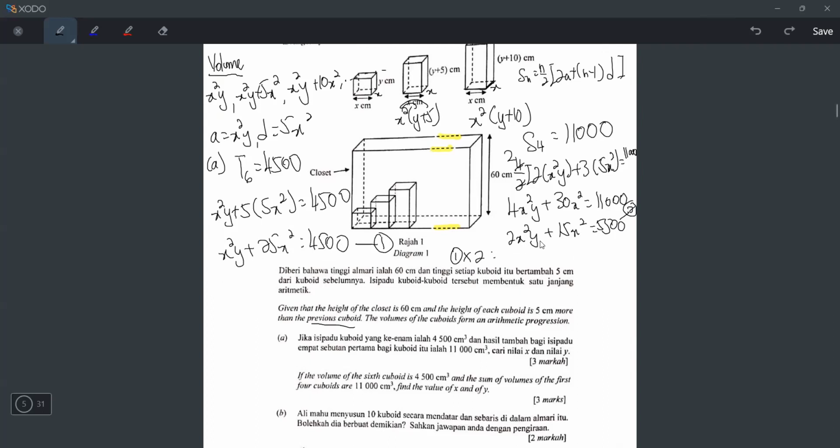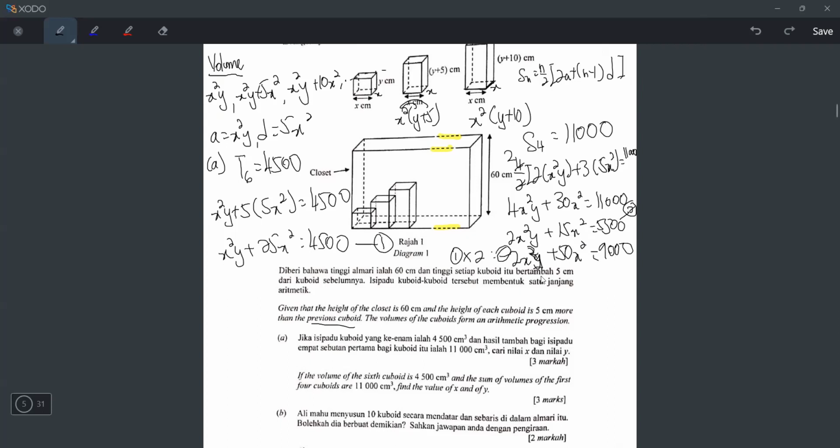So if I take equation 1 times 2, I will get, then I can just minus. I just take equation 2 minus equation 1. So I will get what? Times 2, so 2x squared y. Okay, what is 25x squared times 2? 50x squared. Okay, and 4,500 times 2 is just 9,000.